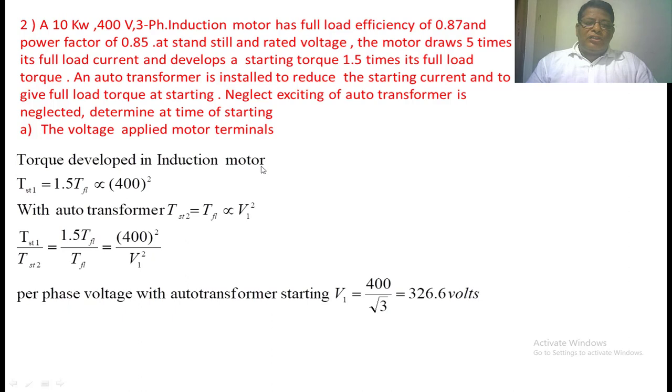The torque developed in the induction motor, given in the numerical as T starting, which we have taken as 1, equals 1.5 times the T full load, which is directly proportional to the voltage square. Here we have taken the voltage of 400 volts, as given in the numerical. With the auto transformer, the starting torque equals the full load torque, which is proportional to V1 square. But in the case of the auto transformer, we apply a lesser amount of voltage, that's why we have taken V1 square. We want to find this value. So we take the ratio of T starting in the first case to T starting in the second case with the auto transformer. Then we get this expression, and we get V1 equal to 326.6 volts.